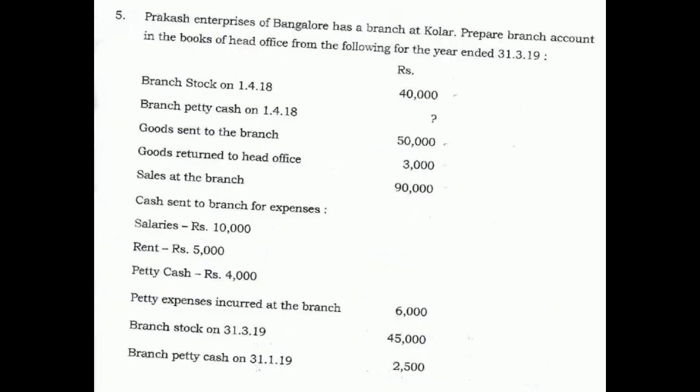And in this illustration they have not given the petty cash opening balance. You need to find that out. When we have the petty cash closing balance, we take the opening balance, then add cash sent by the head office, then subtract the cash expenses met by the branch, and then we get the closing balance. In the same manner you need to work in reverse order to find the opening balance of cash, and then you'll get the answer.